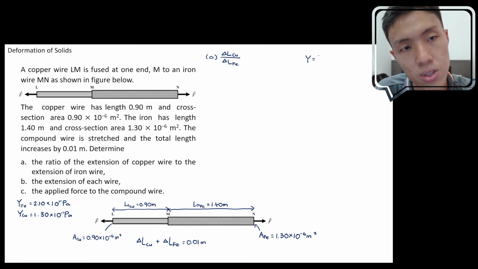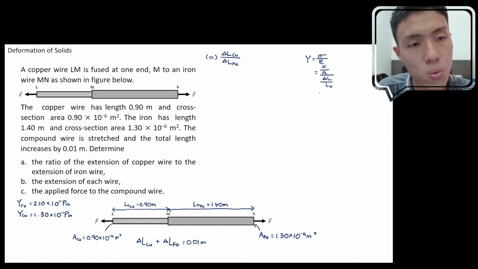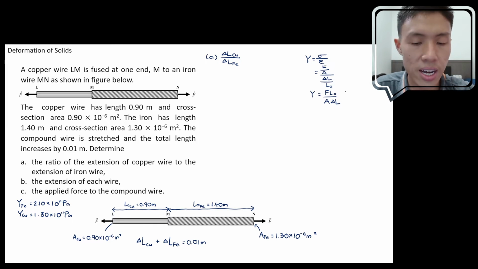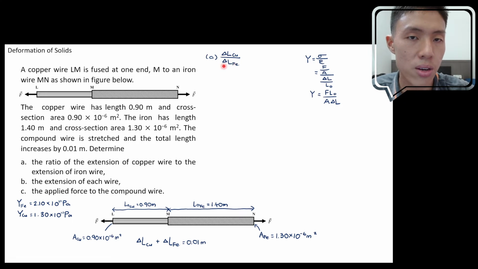You know that Young's modulus is stress divided by strain, which if you expand it is force divided by area for stress. Then you have your change in length divided by the original length for your strain, which if you rearrange it, you can rearrange to become force multiplied by the original length is equal to area multiplied by the change of length. Okay, so right now they're asking for the ratio of delta L against delta L.